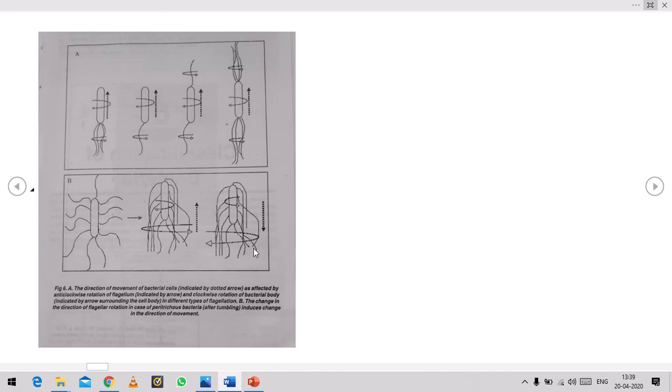Now the bacterial flagella are powered by proton motive force. What is it known as?